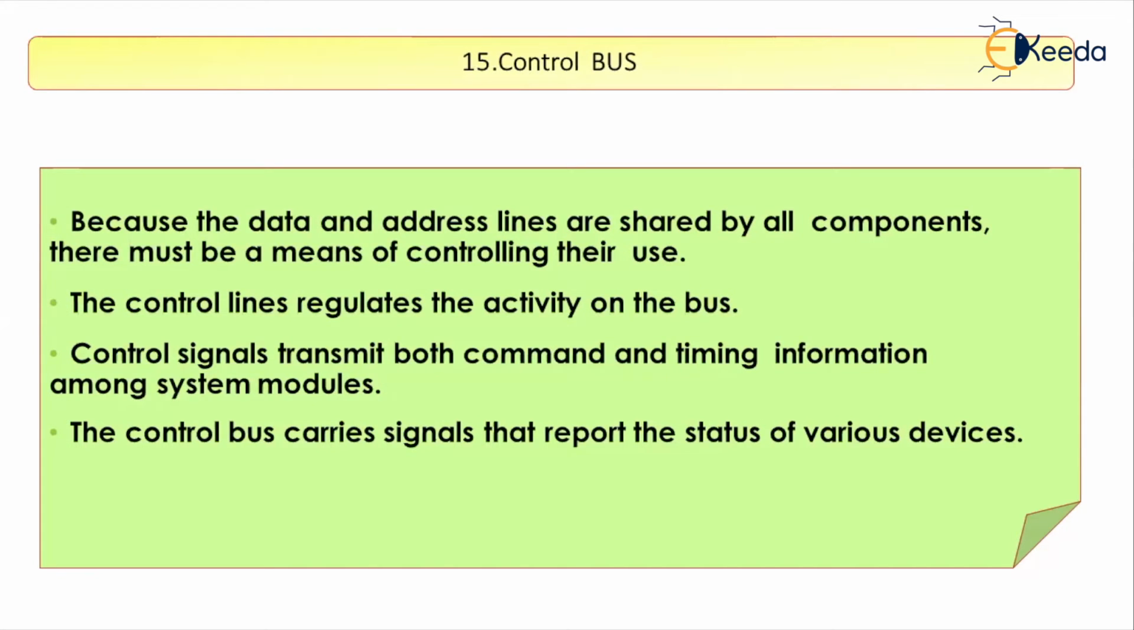regulates the activity on the bus. The control line transmits both command and timing information among the different system modules, and the control bus also carries signals that report the status of various devices. Now, the control bus basically controls the overall operation of the address bus as well as the data bus.